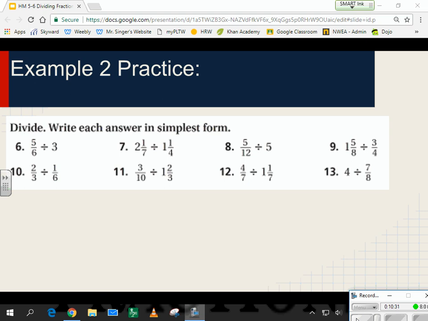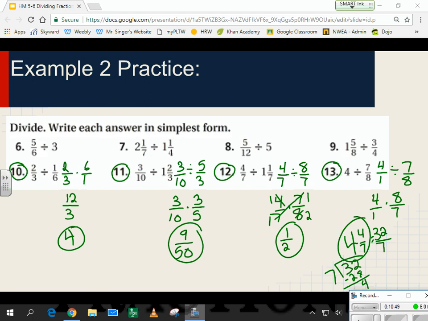All right, so here we are, your turn to show me what you learned. Let's do the bottom numbers because I see it's got one of every example we've done so far. 10, 11, 12, and 13. Remember, you're going to have to flip the second number and change it to multiplying. Good luck.